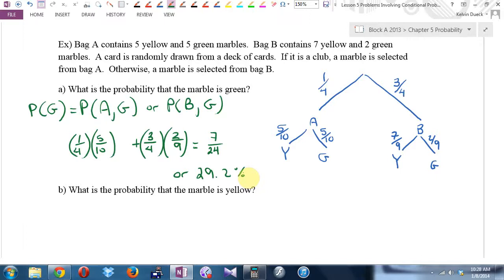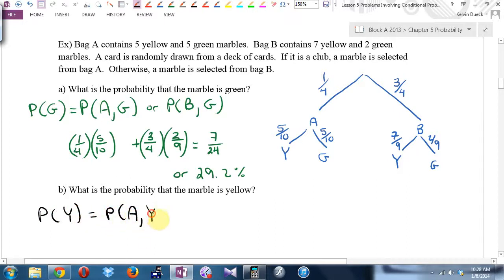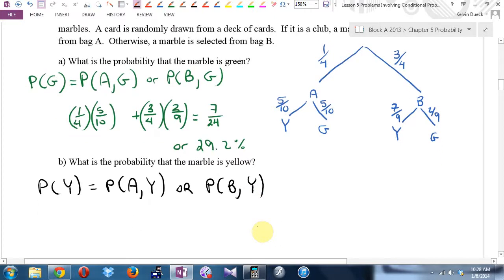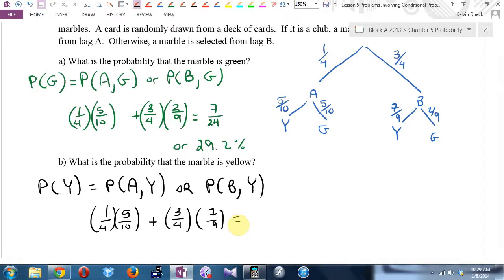Hey, what's B asking me to find? Marble's yellow? Okay. Really, what that means is go down branch A and end at a yellow, or go down branch B and end at a yellow. I find it much easier to look at the tree. I think yellow is going to be 1/4, 5/10, or 3/4, 7/9. You get 17 out of 24?